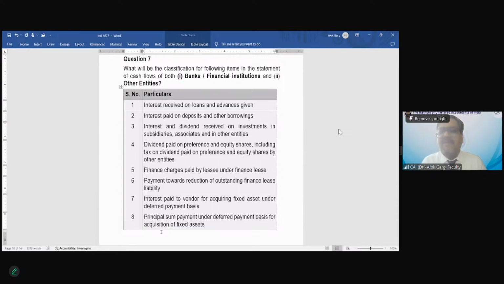Ind AS 116 says that whenever you pay lease liability, the principal payment and the interest payment of lease liability both have to be classified as a financing activity. In this case, the finance charges mean interest paid on the finance lease. Even if it were an operating lease, the treatment would be the same, because in Ind AS 116 there is no classification of operating lease and finance lease from the lessee's perspective.